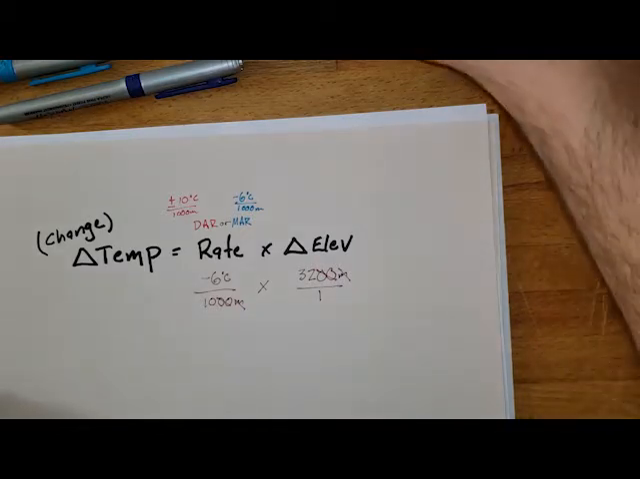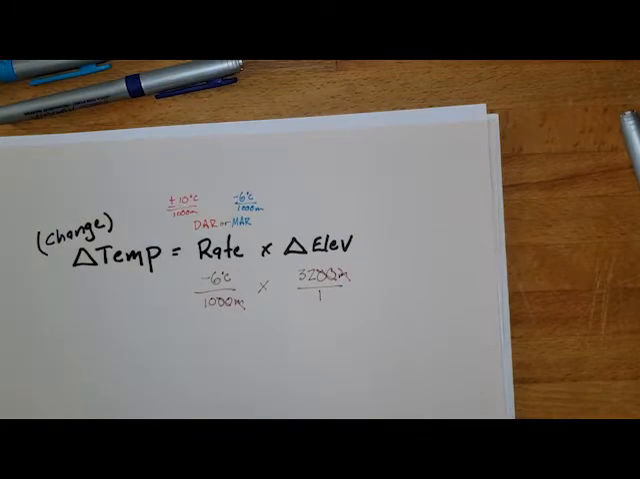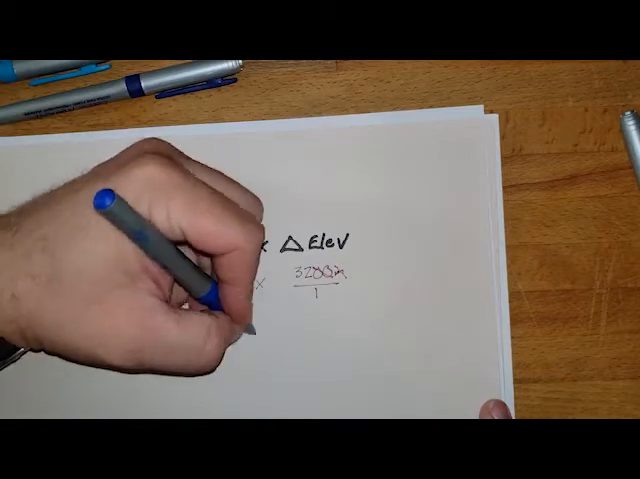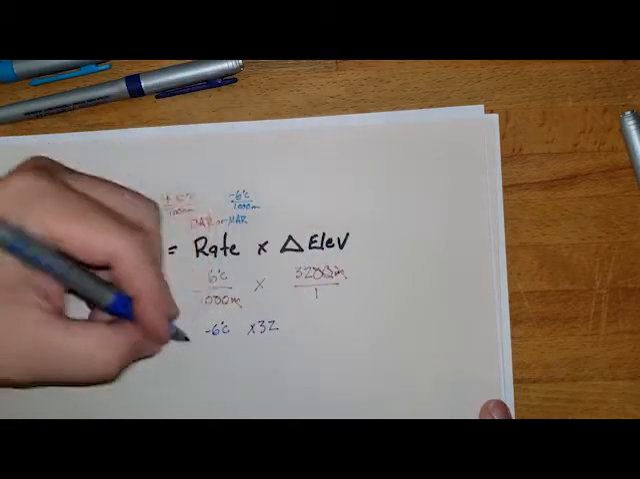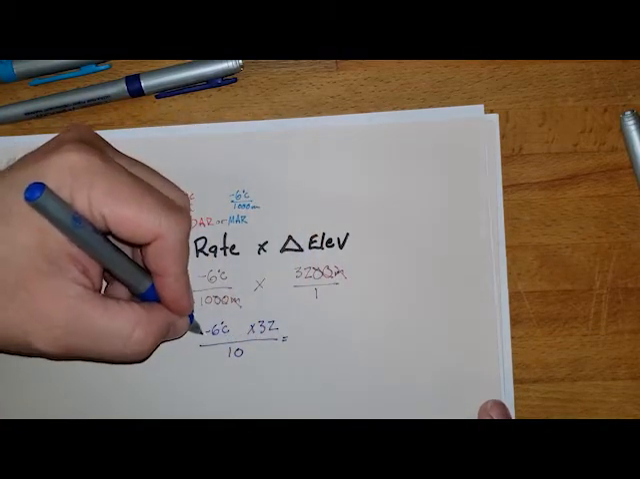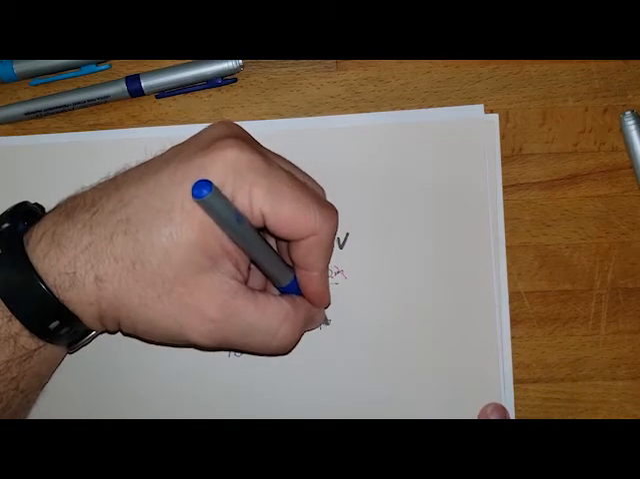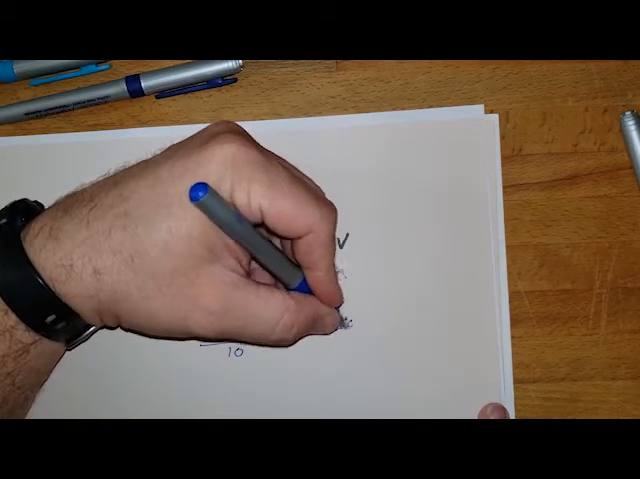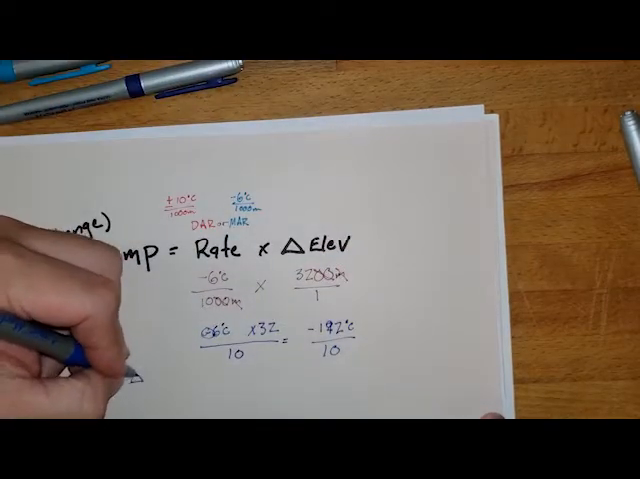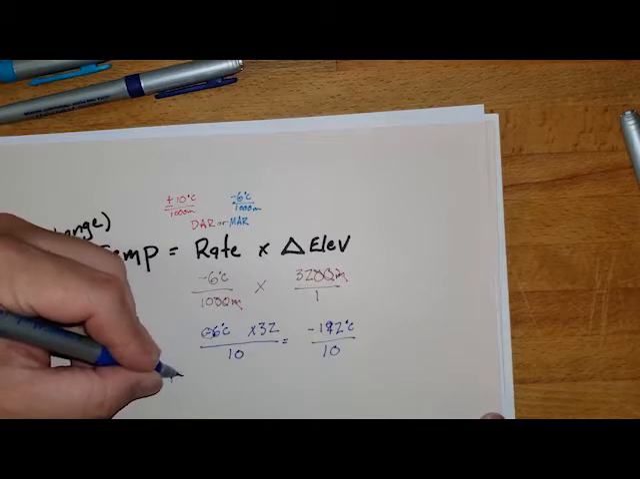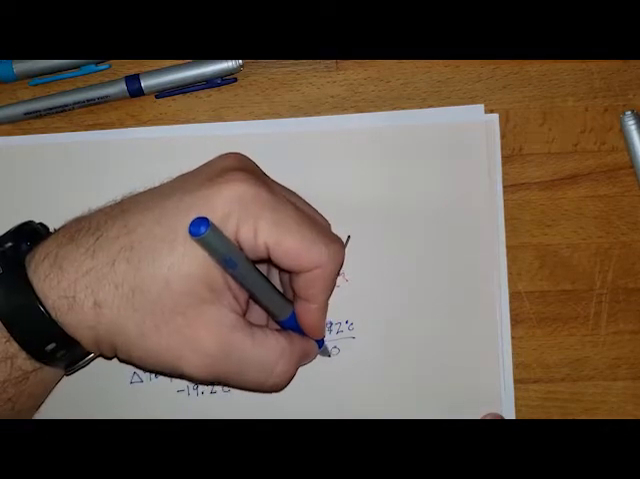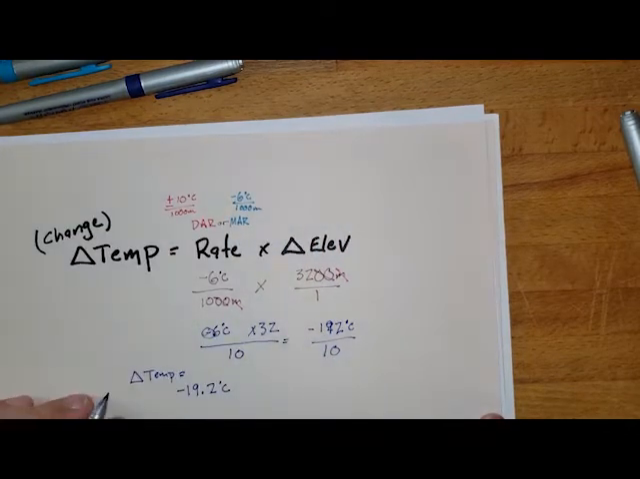So what do I end up with when I drop all of that down? I'm going to end up with negative 6 degrees Celsius times 32, nothing else, all divided by 10. That's going to give me negative 192 degrees Celsius all over 10, or it's going to give me my change in temperature equal to negative 19.2 degrees Celsius, because I divide by 10 and divide by 10 to bring that over. Okay, so what does that give me?